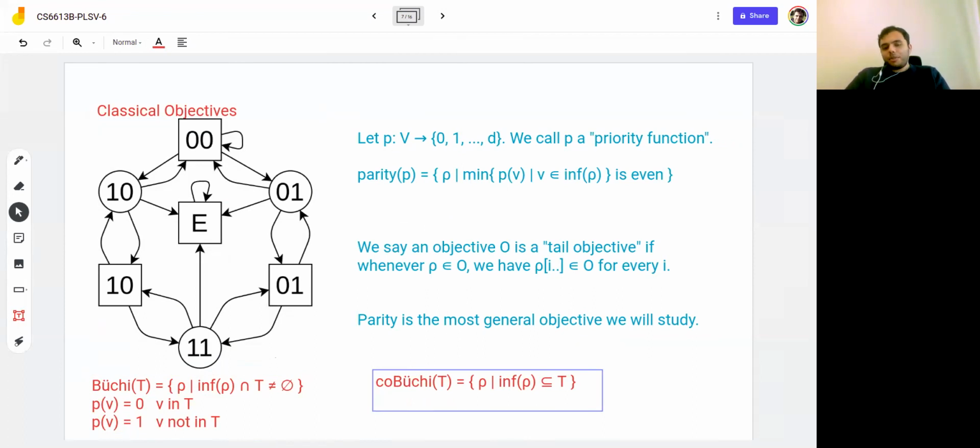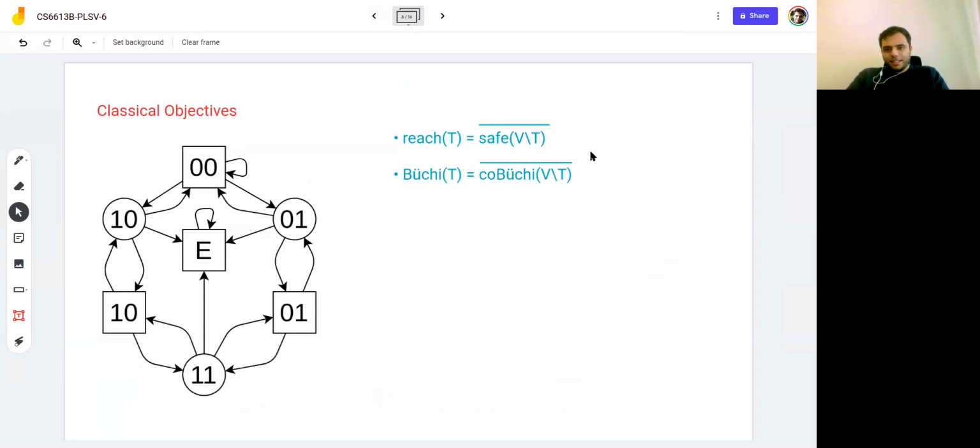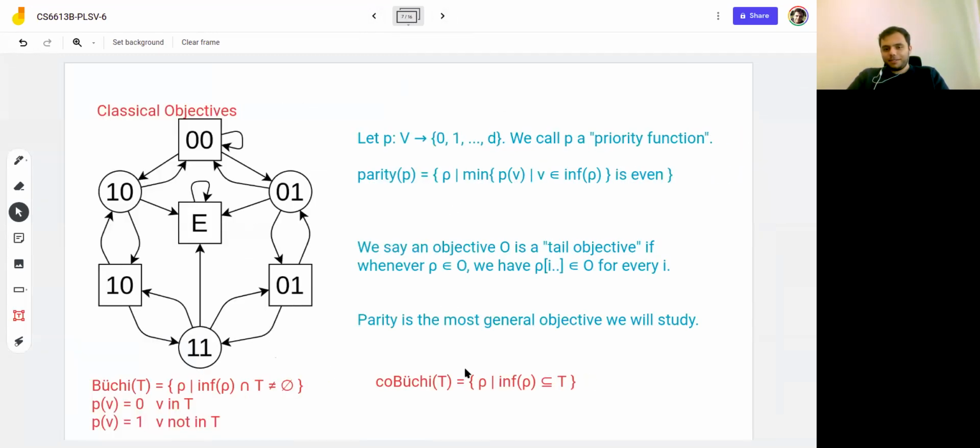And also remember that Kobuki was basically what? It was the dual of Buki, right? So we had this connection between Buki and Kobuki. Yes, we can just use the inverse of what we had before. We can say the priority is 1 if the vertex is in T, and the priority is 0 otherwise.